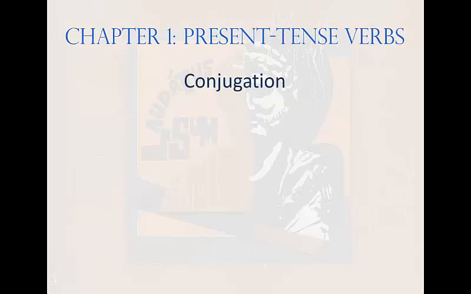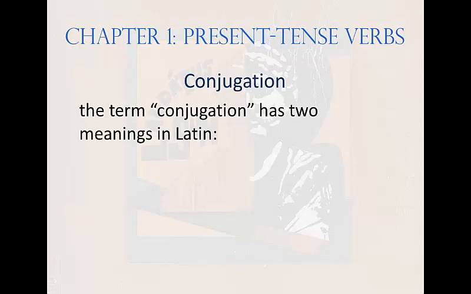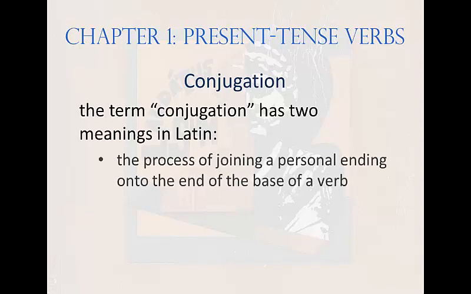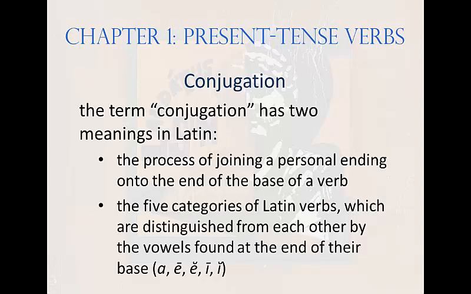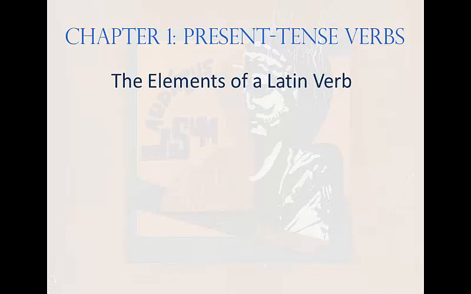Another important grammatical term concerning Latin verbs is conjugation. Conjugation has two meanings in Latin. It's the process of joining a personal ending onto the base of a verb to form a full Latin verb form, and it's the term used to refer to one of the 5 categories of Latin verbs which are distinguished from each other by the vowels found at the end of their base: A, long E, short E, strong I, and weak I. Now let's look at how to form a Latin verb.